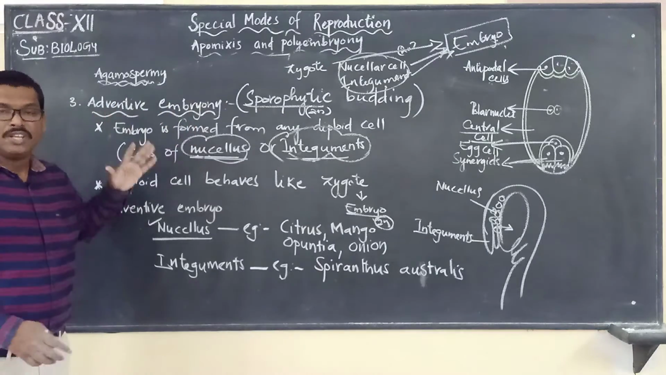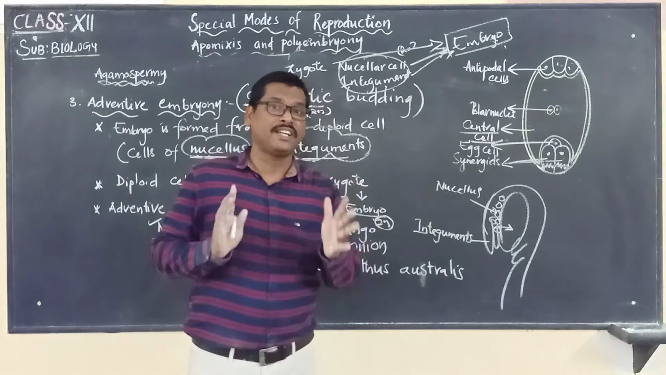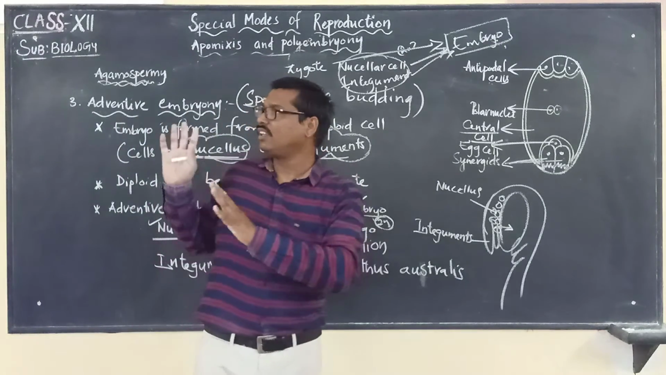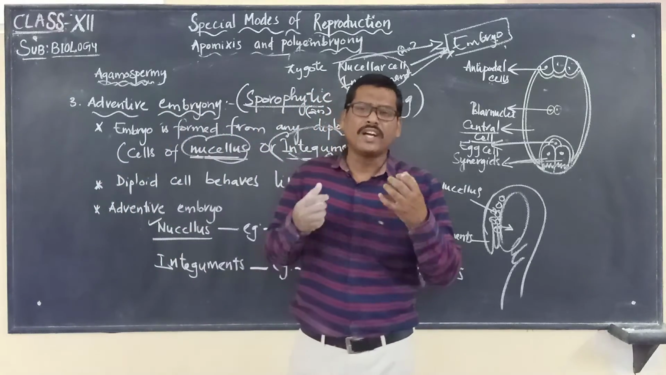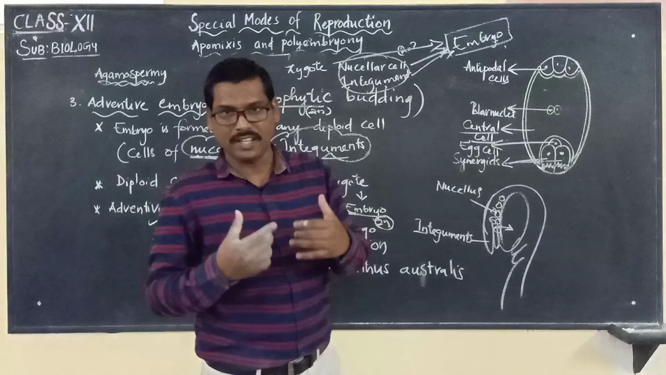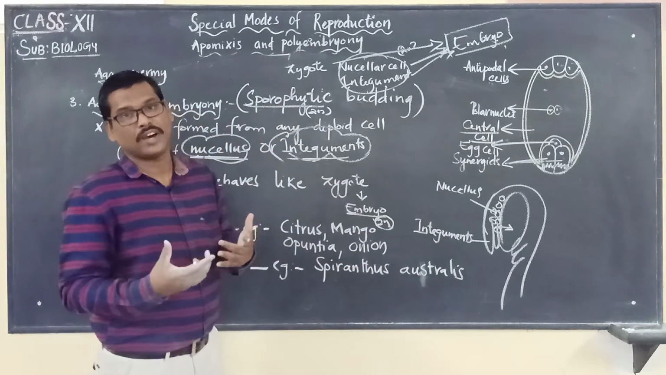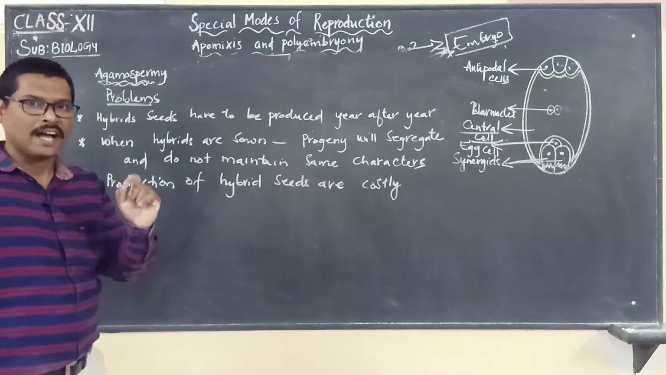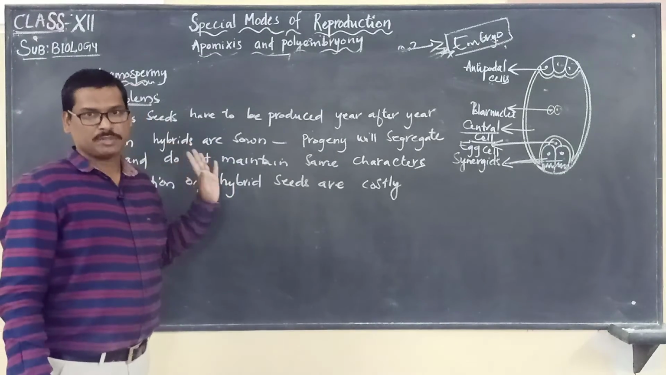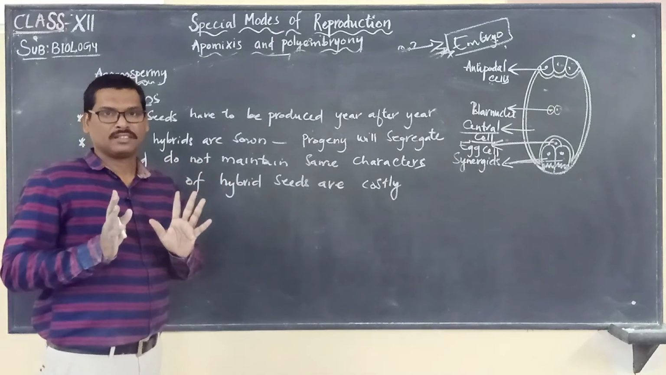So these are some examples we have to remember when we talk about adventive embryony. After learning all these three types, apospory, diplospory and adventive embryony, what are the advantages for us or for the farmer? Is there any advantage for the farmer? We are going to look at that now. So after studying agamospermy, what is the advantage for a farmer?